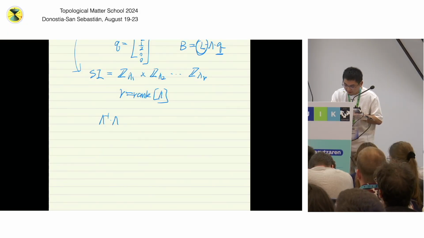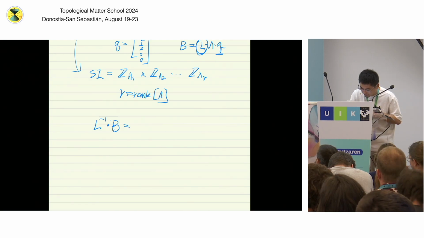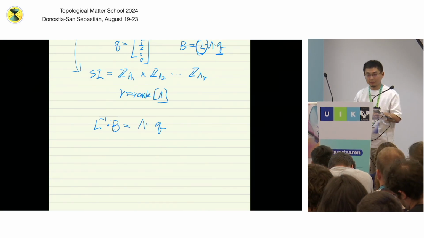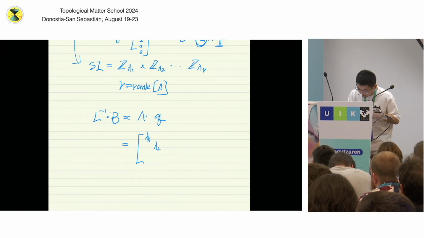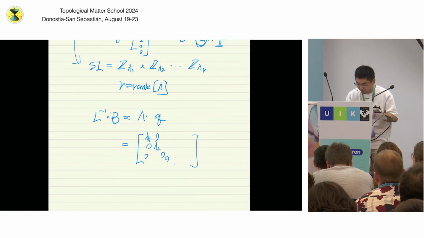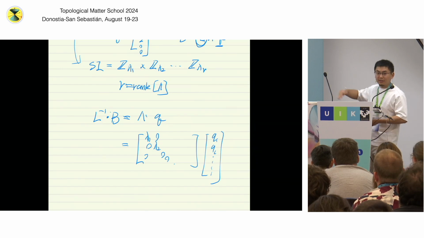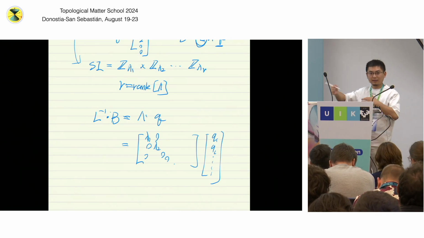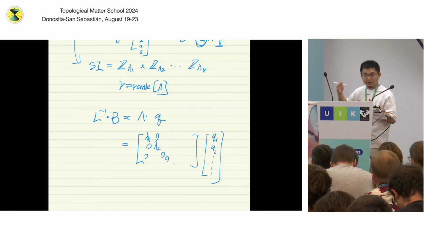So let me put this explicitly. Basically, we want to solve this equation, right? And lambda only has 2 non-zero elements. All the other are zeros. It's not a square matrix, it's a rectangular matrix, right? And Q1, Q2. And we know that there must be a solution for Q. This is proven by brute force enumeration for all the space groups. So we know there must be a solution.